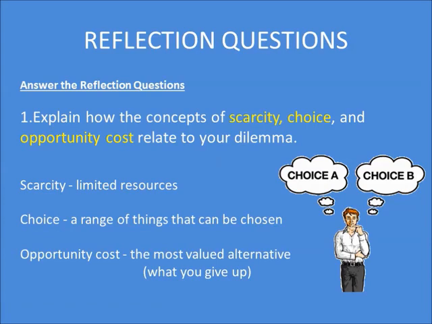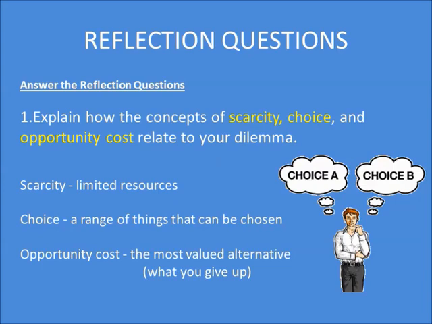Once you have that done, you're going to work on your reflection questions. There are 3 reflection questions. The first one being, explain how the concepts of scarcity, choice, and opportunity cost relate to your dilemma. So, when you define scarcity, you're looking at limited resources. What resource was limited in your decision? Why you had to make a choice.